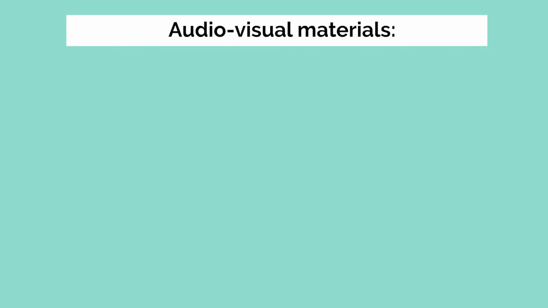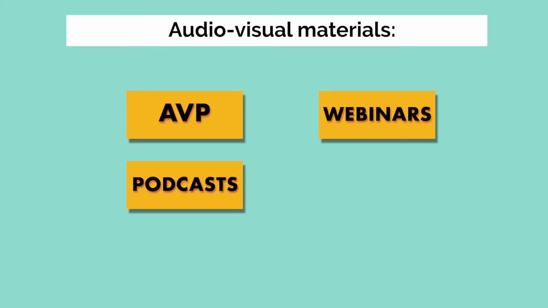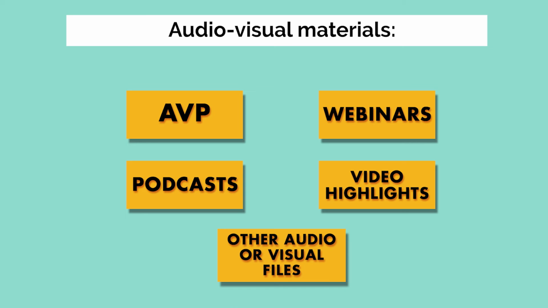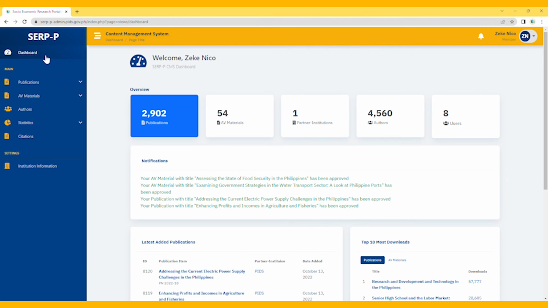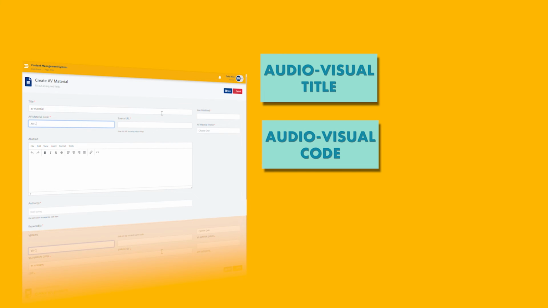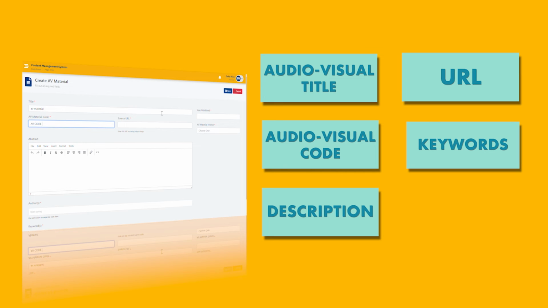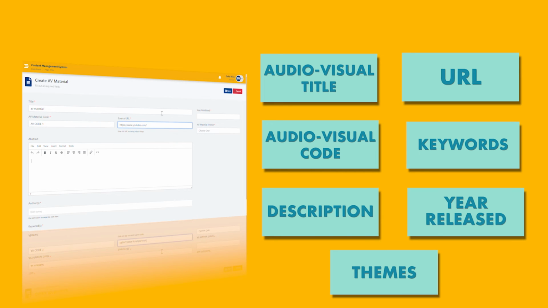With the newest feature of SERP-P, partner institutions can now upload audio-visual materials such as AVPs, webinars, podcasts, video highlights, and other audio or visual files. To upload audio-visual materials, click the AV Materials button on the Members menu and click Add New, and fill out all applicable fields such as the audio-visual title, audio-visual code, description, source URL, keywords, year released, and themes.